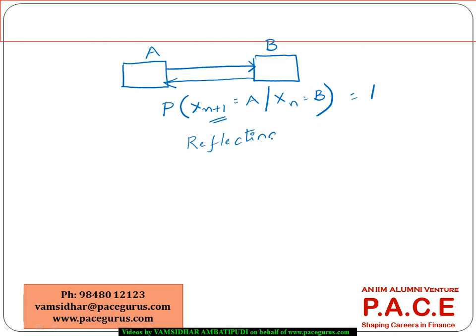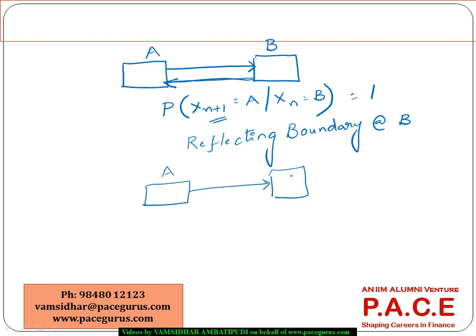So here are some of the words: reflecting boundary at B. The moment it comes to B, within the next period itself it will go back to A, and that is for sure. Then we call it a reflecting boundary. But in case the moment it comes to B, it will be there in B only, it does not go back to A. Then B is said to be an absorbing boundary.